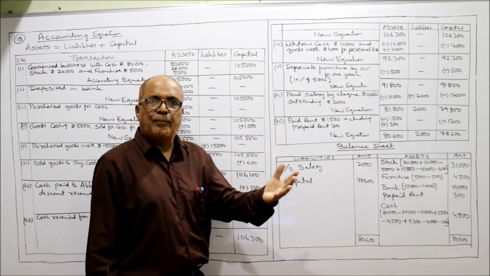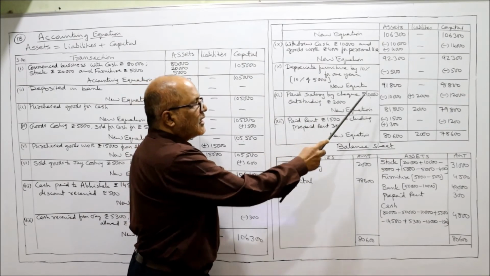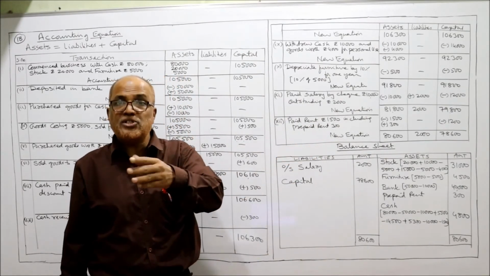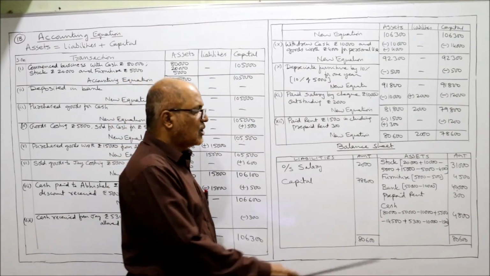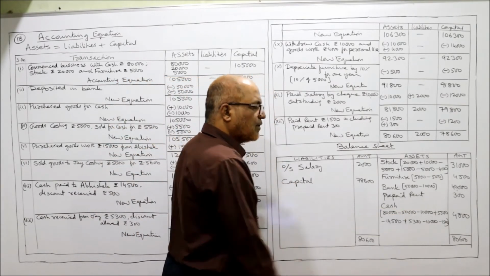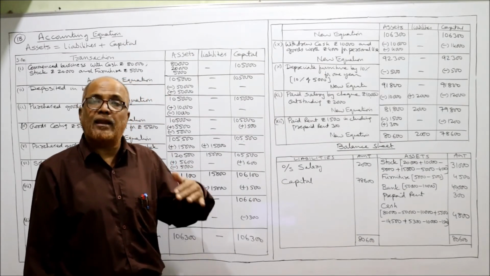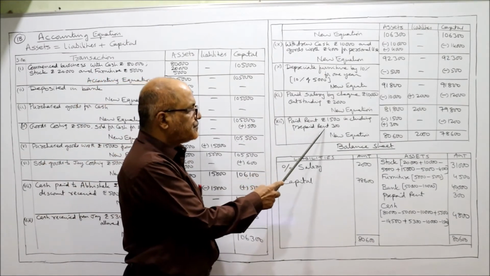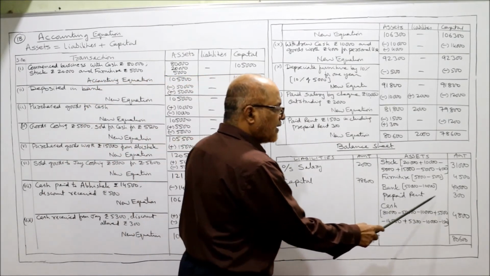During the period, one check was issued. Paid salary by check 10,000. 10,000 rupees check is issued. So bank balance will decrease. Minus 10,000. So 50,000 minus 10,000, 40,000. Next one, prepaid rent. Rent paid in advance. Last item. Prepaid rent is an asset. 300 rupees. So prepaid rent 300.